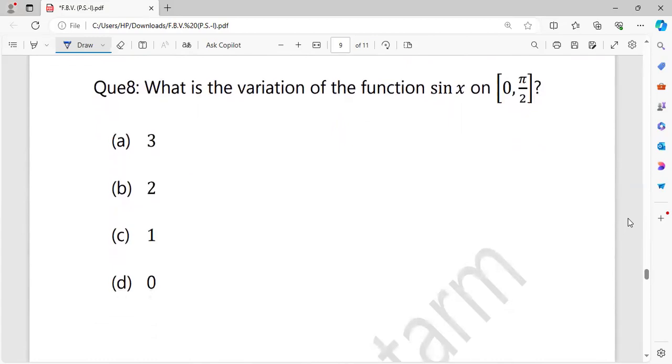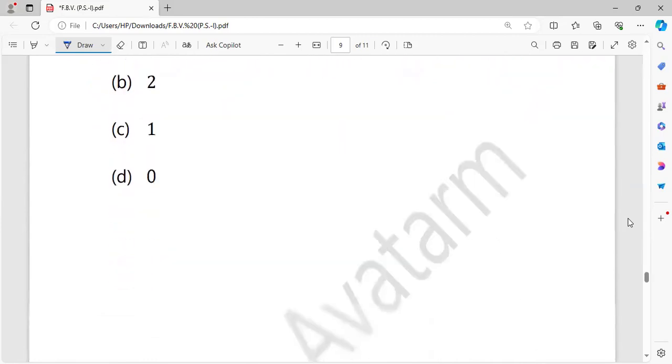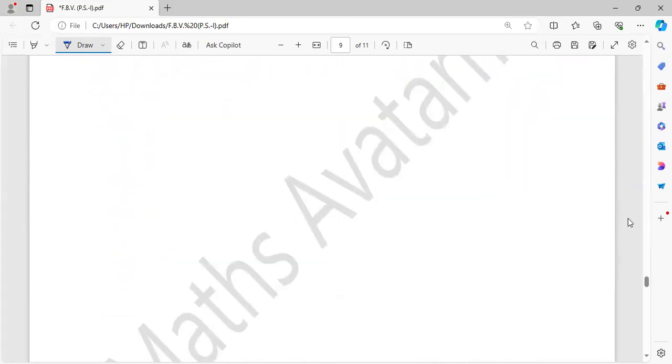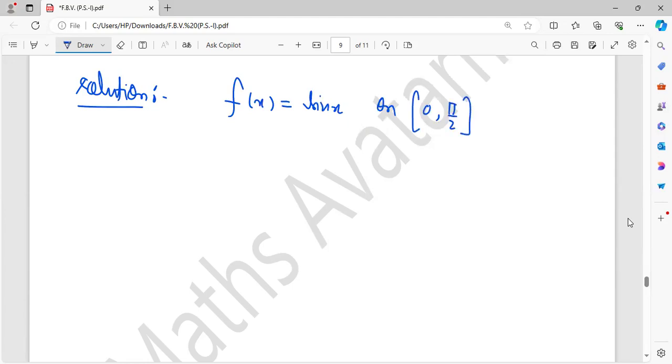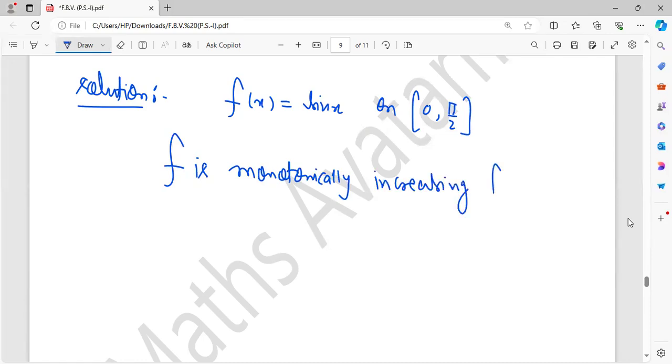What is the variation of sin x on 0 to pi by 2? We know that sin x is a function of bounded variation. Now we have to directly tell what is the variation of it. Solution. f(x) is equal to sin x on 0 to pi by 2. f is monotonically increasing, because sine functions are monotonically increasing on 0 to pi by 2.